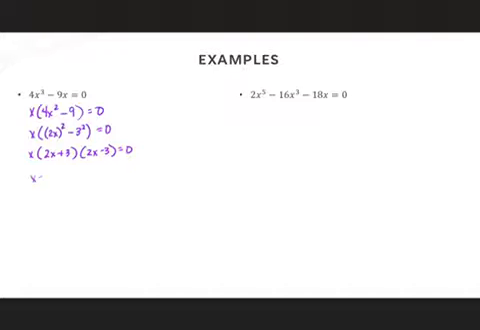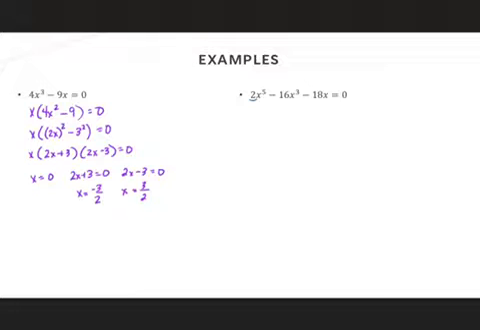And then those are going to give us some answers. So x is 0, 2x plus 3 is 0, 2x minus 3 is 0. So either x is 0, x is negative 3 halves, or x is positive 3 halves. So just because it's not exactly quadratic form doesn't mean I can't factor it. It just means I'm going to try to look for a common factor first and then see what's left over and go from there.